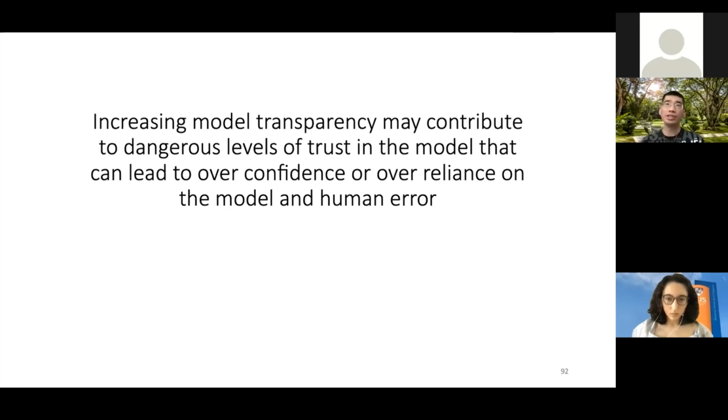So increasing model transparency can also have the opposite effect and may contribute to dangerous levels of trust in the model. It can lead to overconfidence or over-reliance on the model and human error. And after all, many clinicians will also tell you that sometimes they do not always know how or why they arrive at a particular diagnosis.